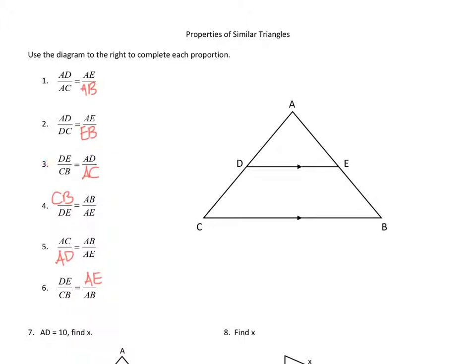Now let's look at question 3. Here they're looking at DE, the base of the small triangle, and CB, the base of the big triangle, AD, the length of the small triangle, and AC, the length of the big triangle. To check your answer for 4, 5, and 6, just double check that you're looking at the completed ratio and following that same order for the missing side.